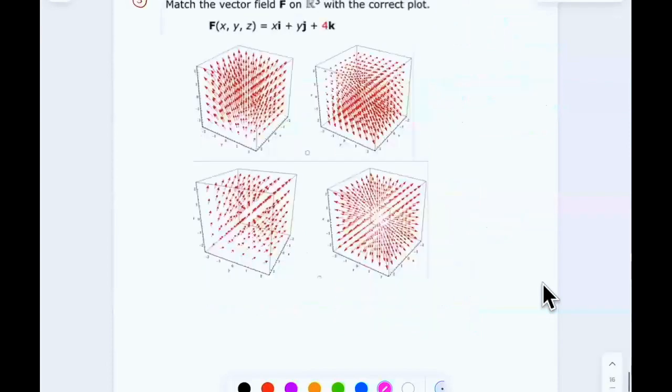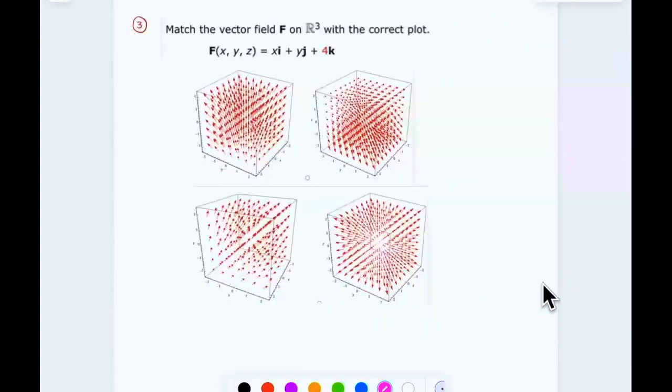Let's try another one. This one. Could you match the vector field with the correct plot?